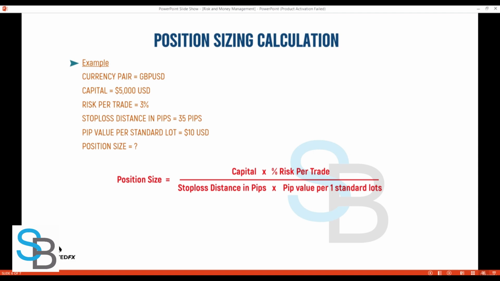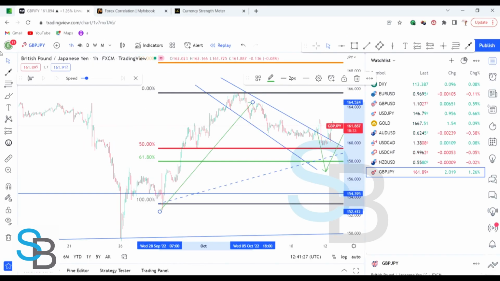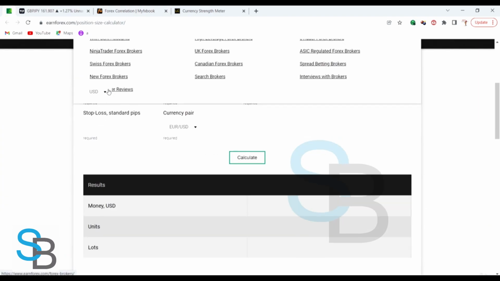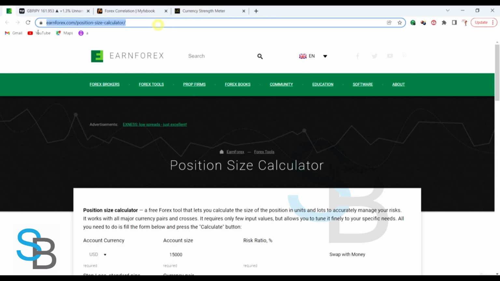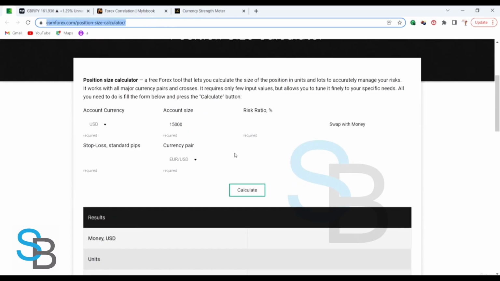You have to have a constant risk percentage no matter the size of your stop loss. Okay, so that's one thing you have to understand. Going to the position size calculator now, I think I've pinned it here. Yeah, this is it. When you come to this website, earnforex.com/position size calculator, you'll be brought to this page.